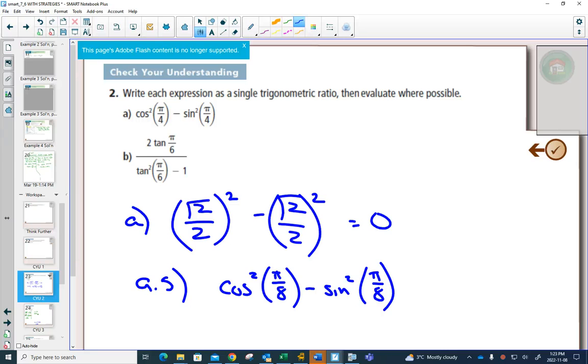So this is where you'd say, do we have a formula that matches this? And if we look on our formula sheet, the cos squared something minus sine squared something shows up as a cos 2 alpha formula. So on our formula sheet, we have this. Cos 2 alpha is cos squared alpha minus sine squared alpha. And that's what we have here when we see that the pi over 8 is our alpha.